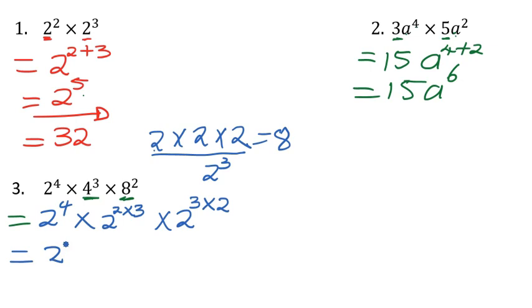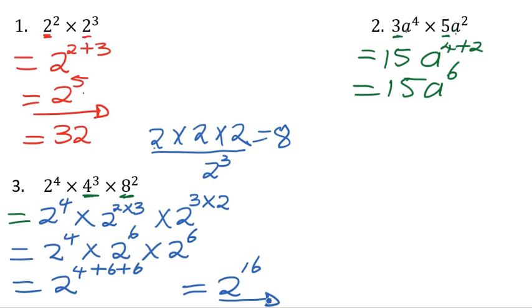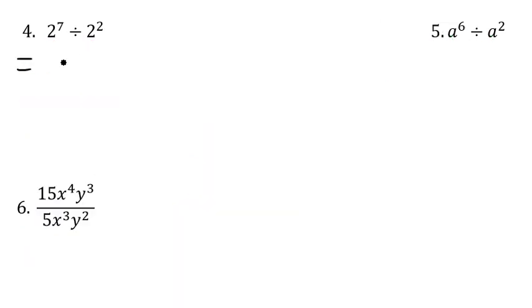So we will have 2 to the power of 4 multiplied by 2 to the power of 6 multiplied by 2 to the power of what? 6 there, right? Good. So now we take 2 and then we start adding the exponents. So that will be 4 plus 6 plus what? Plus 6 again. All right, this will give us 2 to the power of 16. So we can leave our answer here. It's acceptable.